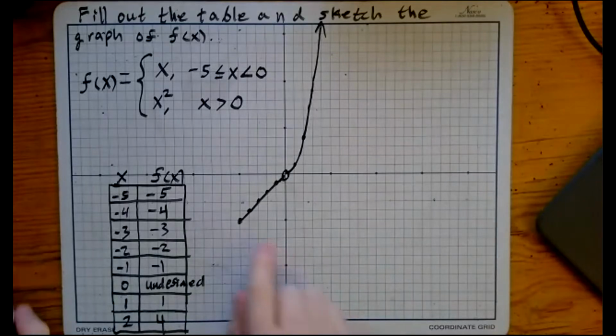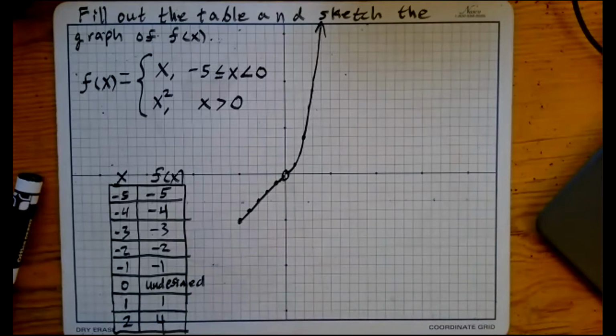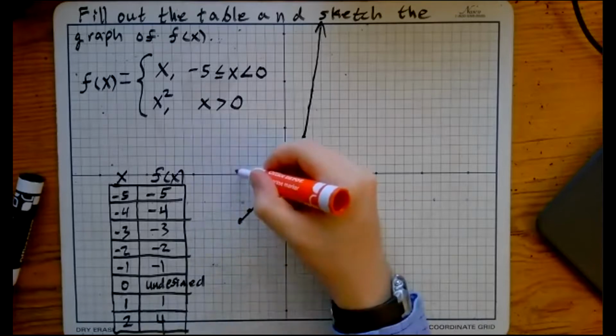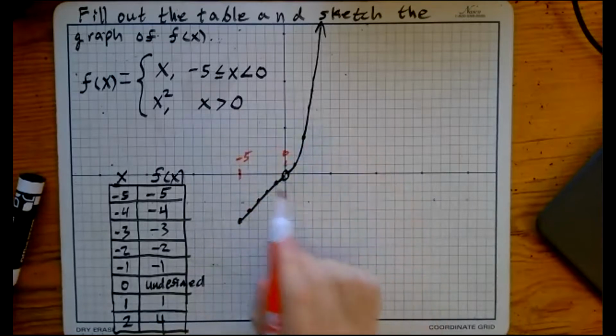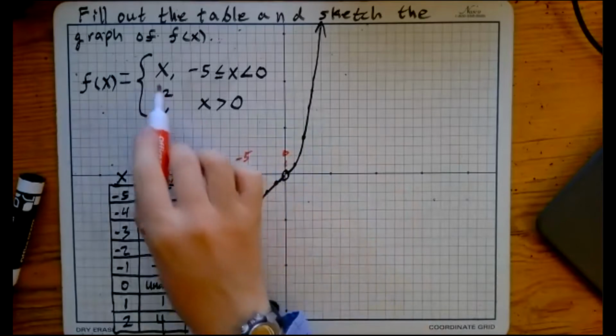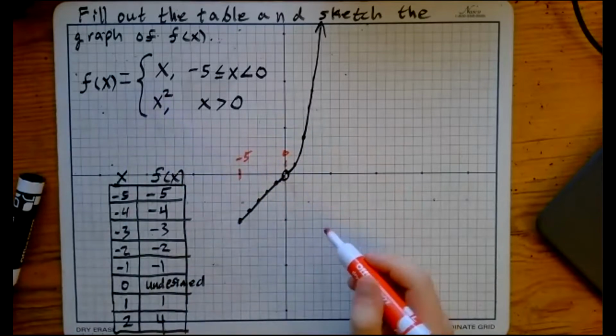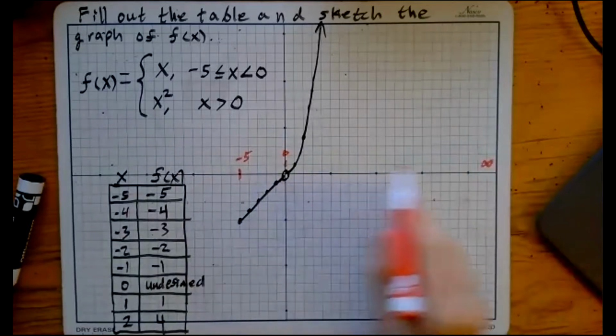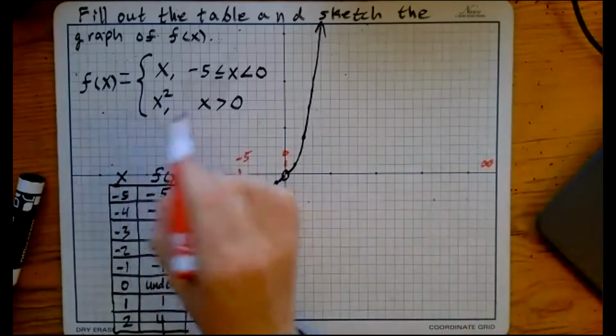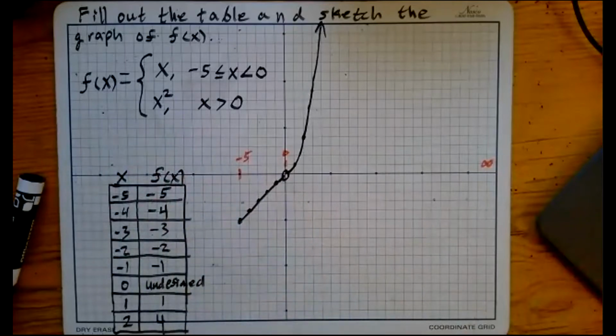Note that for this section, from negative 5 to 0, it's using the first rule. From 0 all the way out to infinity, it's using this rule. Make sense?